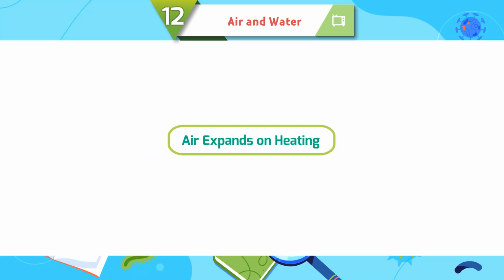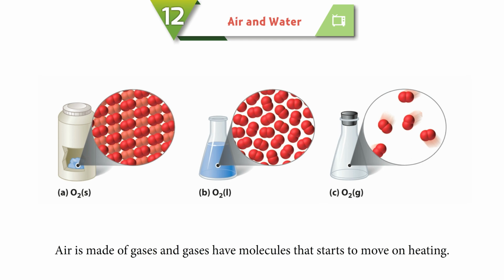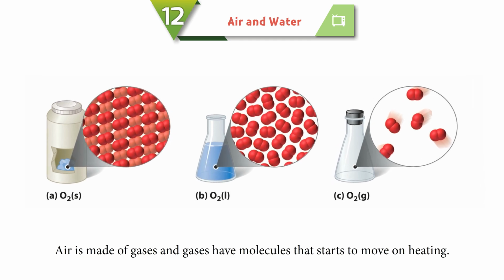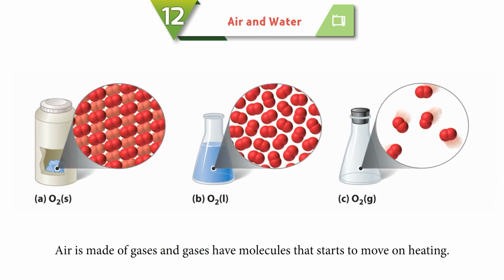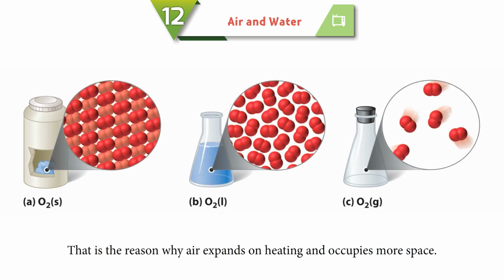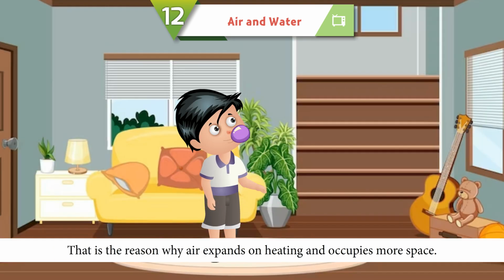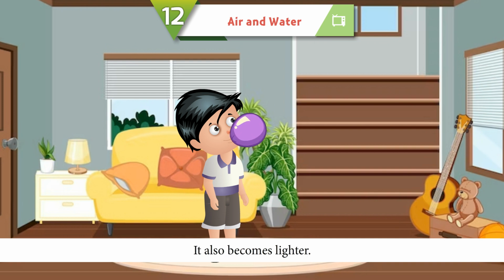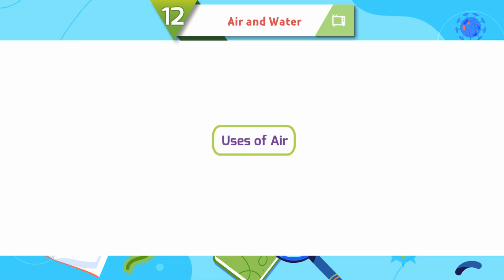Air expands on heating. Air is made of gases, and gases have molecules that start to move on heating. That is the reason why air expands on heating and occupies more space. It also becomes lighter.